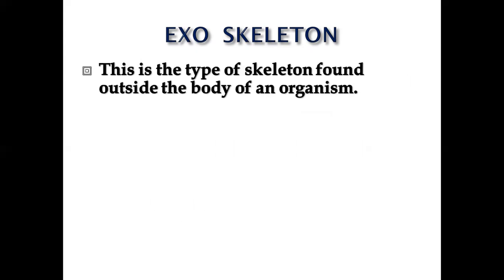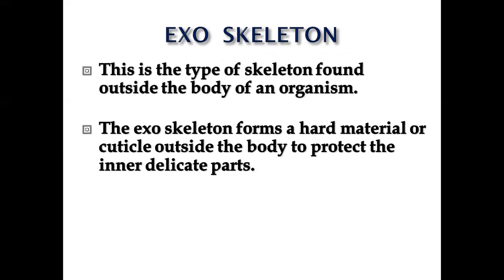We can start by looking at the exoskeleton. By definition, this is the type of skeleton that is found outside the body of an organism. It is not found inside, but outside. So in other words, it can easily be seen on the outside. The exoskeleton forms a hard material or cuticle outside the body to protect the inner delicate parts.